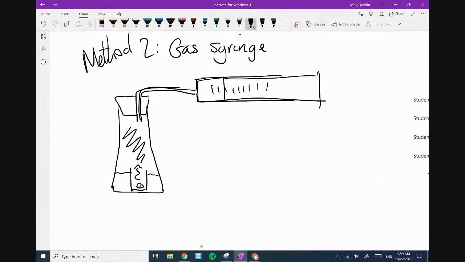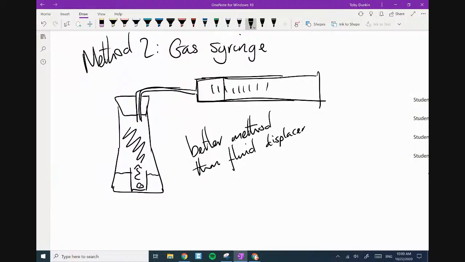So the gas syringe is a better method than fluid displacement. You don't have the issue of soluble gases.